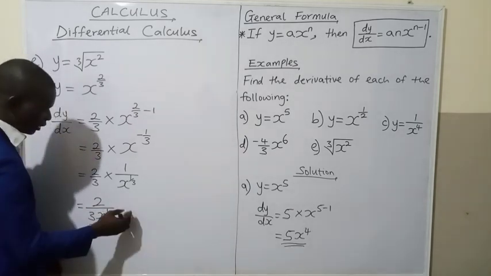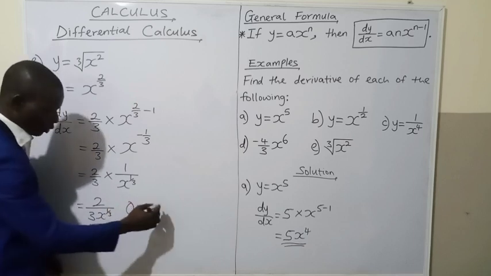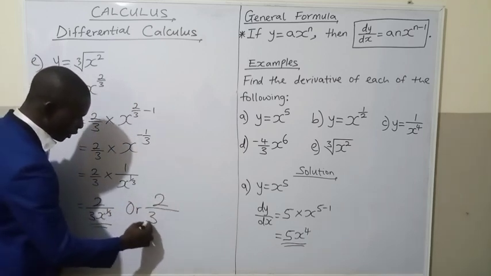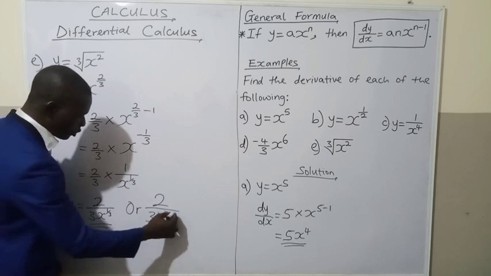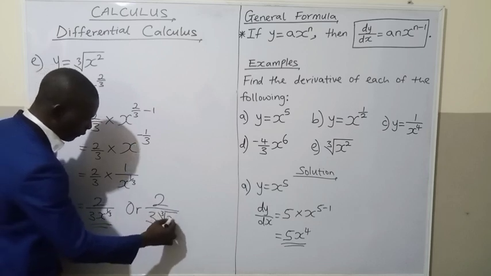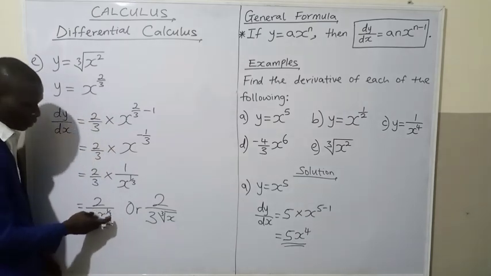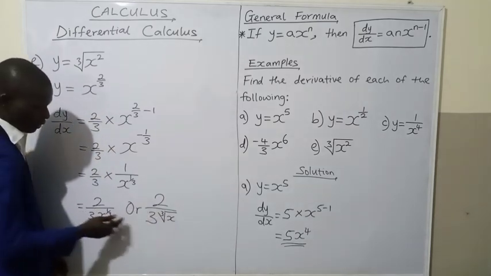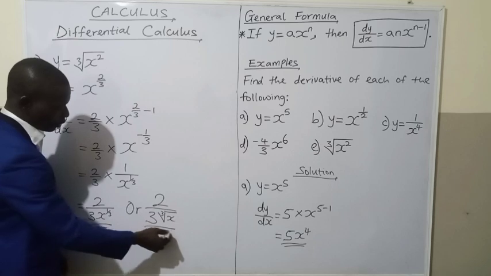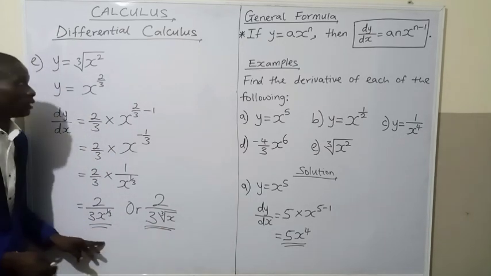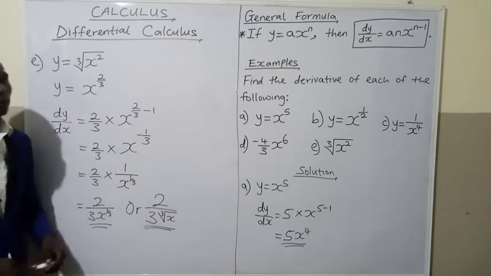Another way to represent it is this, or 2 over 3 with cube root of x, because x is being raised to power 1 over 3. So this 3 comes here, and then the 1 is assumed to go up. But because it's ordinary 1, it doesn't have any effect. So either of these two is acceptable for the derivative of this function.